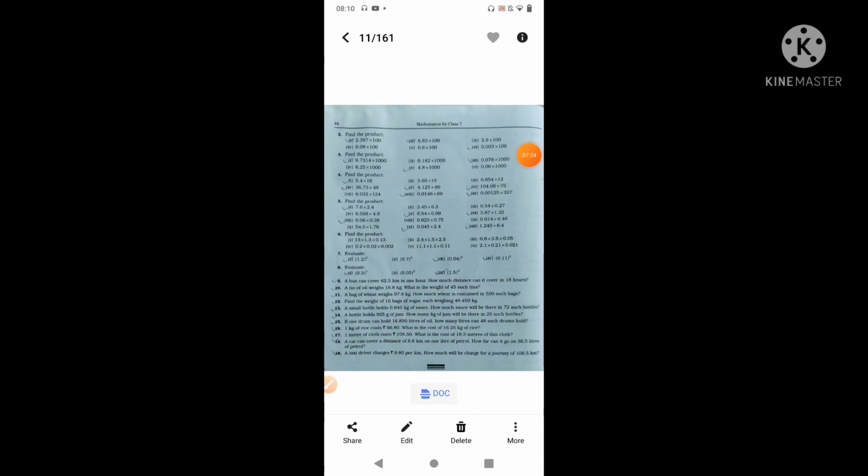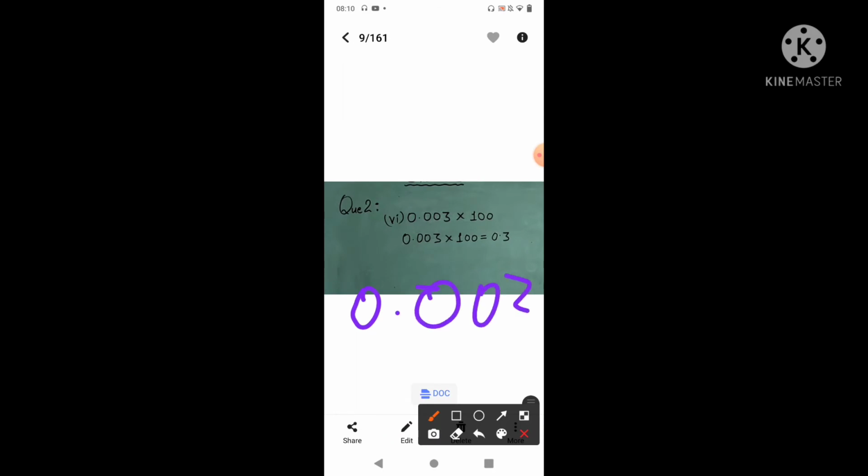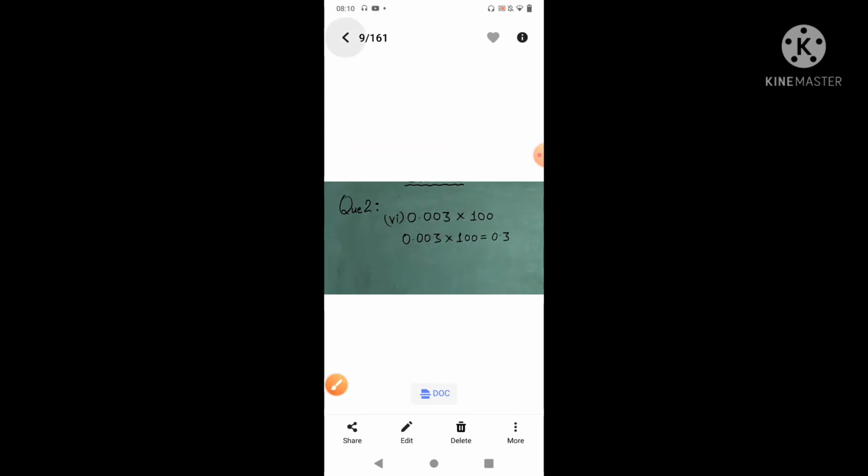In question number 2, we need to multiply by 100. Same here, no need to multiply, we will just shift the decimal towards the right side 2 places. It was there and it will move towards the right side 2 places, 1 then 2, so it will come here. So no need to write 00.3, we will write only 0.3, no need to write these two zeros. Okay, so the answer will be 0.3.